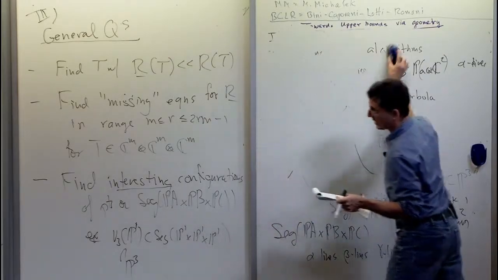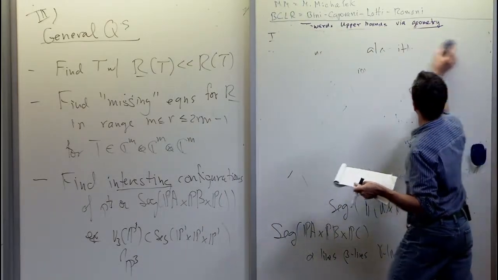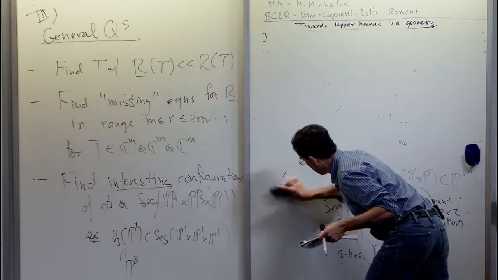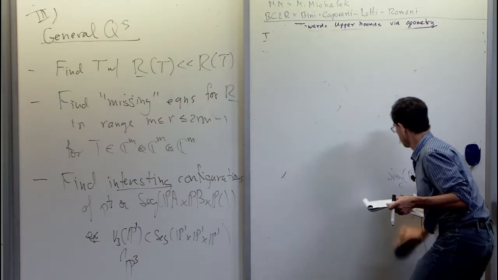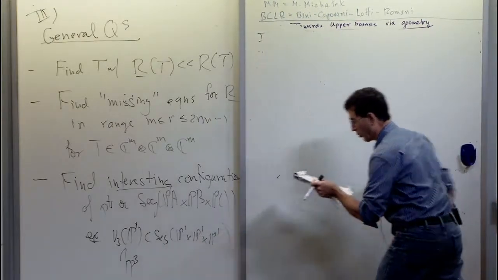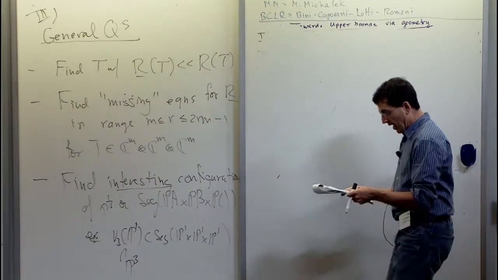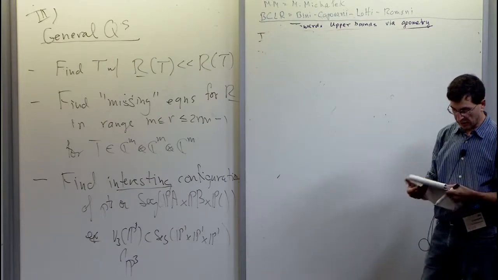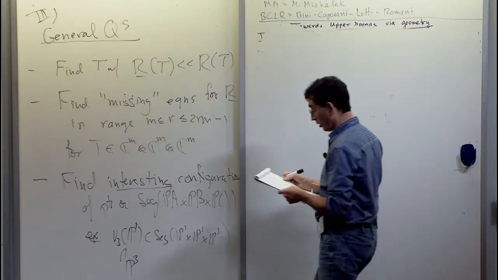Or you could take a Segre-Veronese variety. Those also live in a linear subspace. And I expect these should give rise to tensors with very beautiful border rank algorithms. OK, so that's a little vague. So now let me be a little precise.